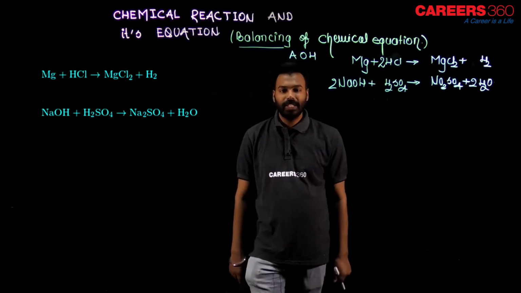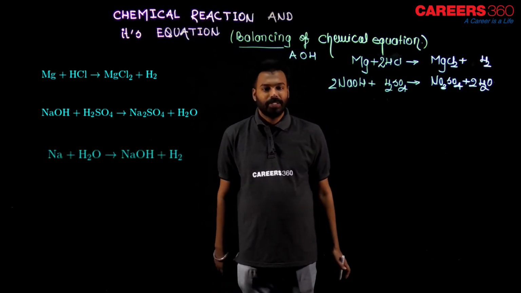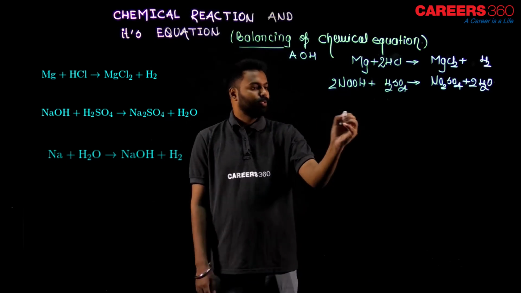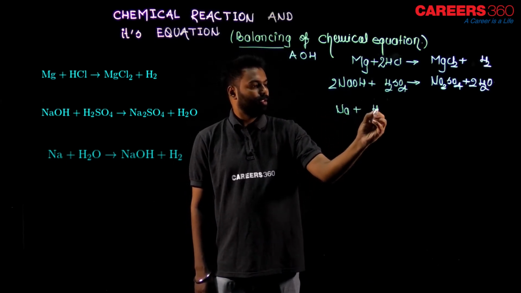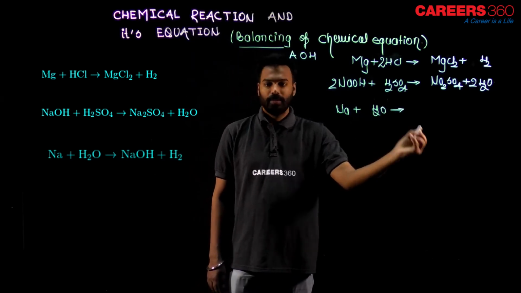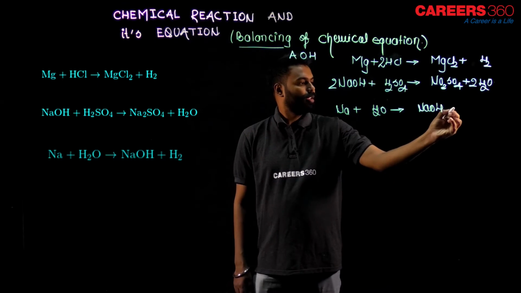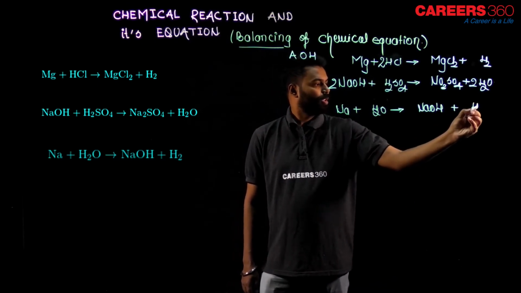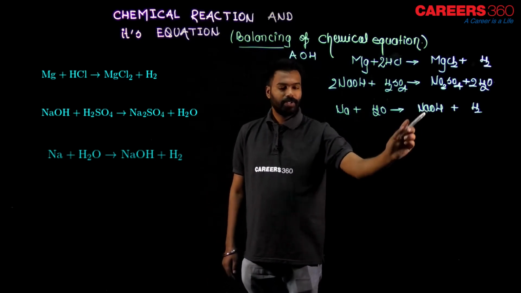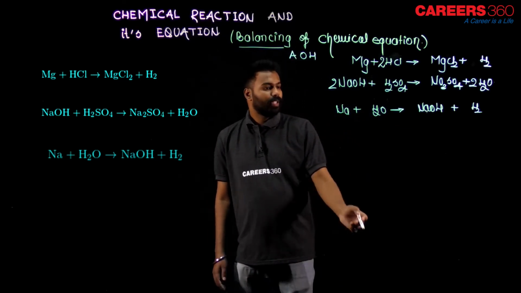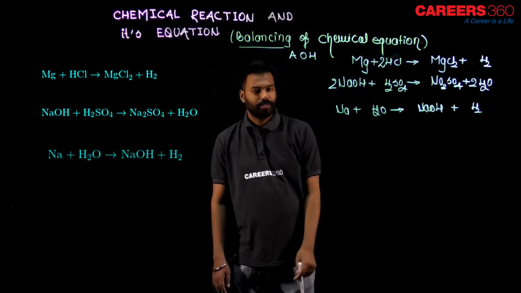Let us take the third example to balance this chemical equation now. Na plus H2O gives NaOH plus H2. Okay. How many sodium? 1 sodium, here 1 sodium, balanced. Then come to oxygen, here 1 oxygen and here also 1 oxygen, balanced.